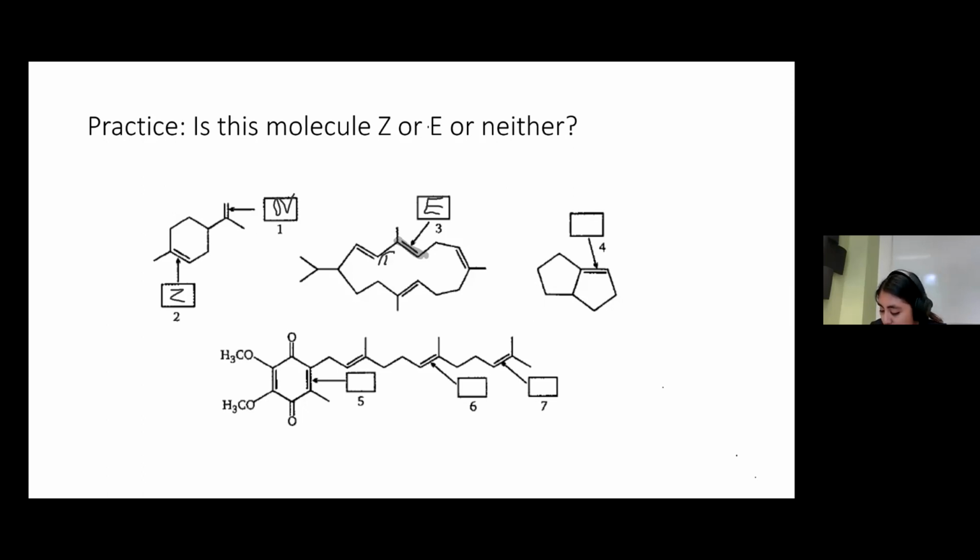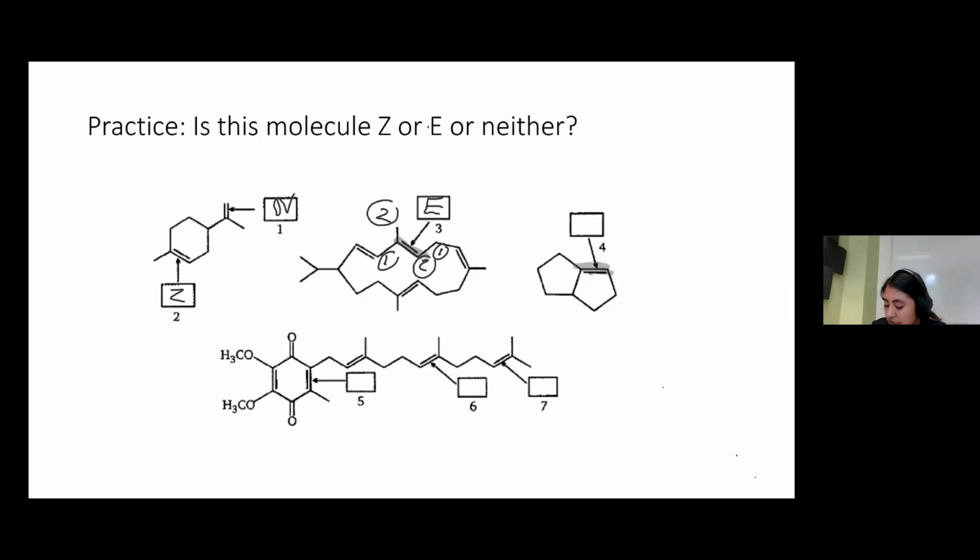So let's go over this quickly. This is a number 1. This is a number 2, right? This is a number 1 and this is a number 2. They're opposite, so it's an E. Does anyone have any questions on the ranking or anything so far? Okay, let's go to number 4.